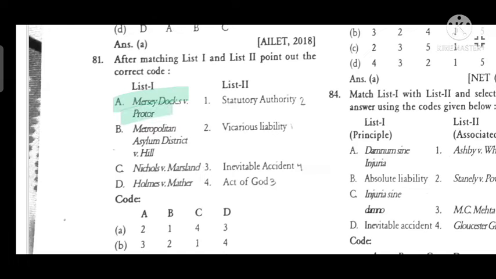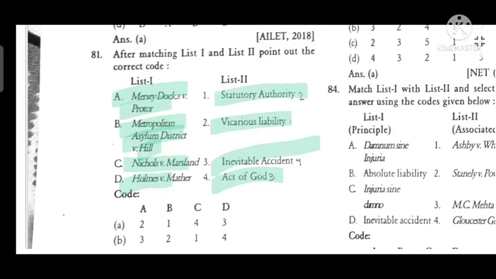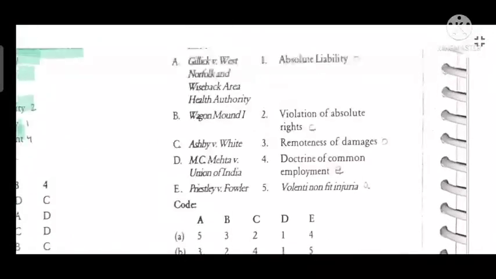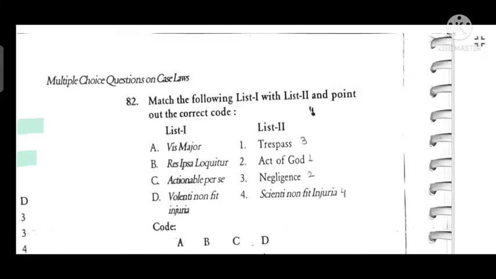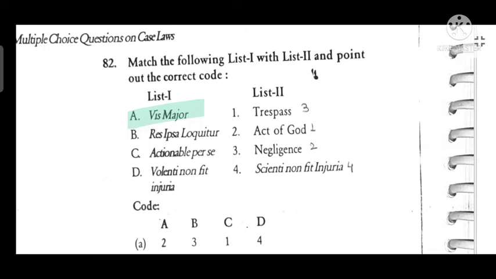Mersey Docks versus Proctor, vicarious liability. Metropolitan Asylum District versus Hill, statutory authority. Nichols versus Marsland, act of God. Holmes versus Mather, inevitable accident. Vis major, act of God. Res ipsa loquitur, negligence. Actionable per se, trespass.